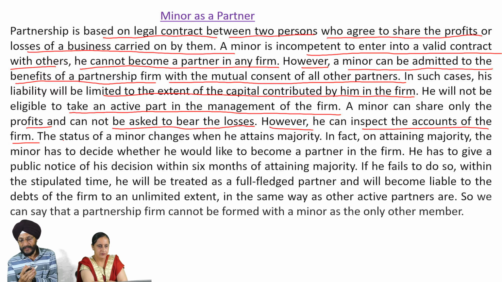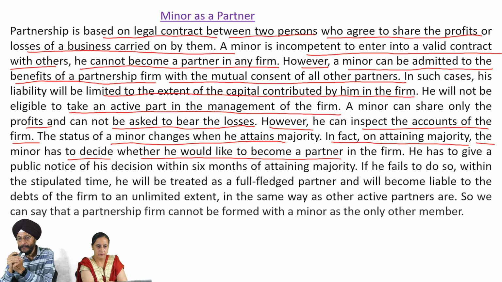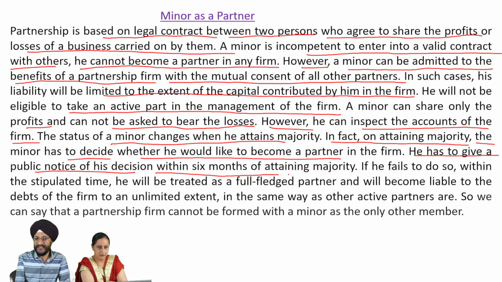As a minor becomes major, so far as the age is concerned, his status changes. In fact, on attaining majority in age, the minor has to decide whether he would like to continue to be the partner of the firm or would like to resign from the partnership of the firm. He has to give a public notice of his decision within 6 months of attaining majority. If he fails to do so within the stipulated time, he will be treated as a full-fledged partner.